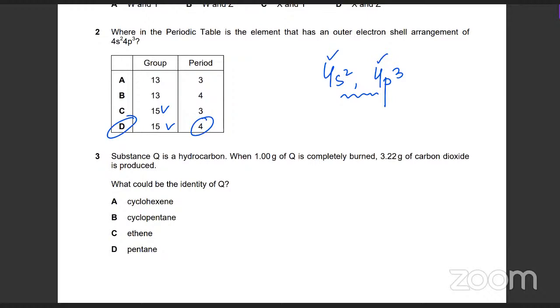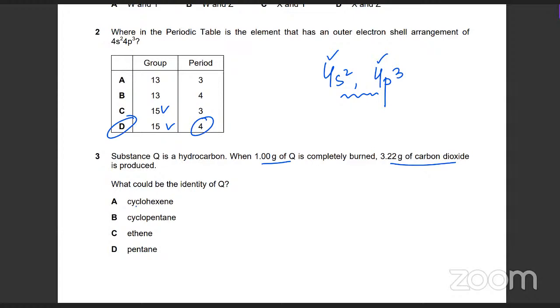As the next one, there's a substance Q, a hydrocarbon. When 1 gram of Q is completely burnt, it produces 3.22 grams of carbon dioxide. So we just have to figure out by trial and error which one is the correct answer.